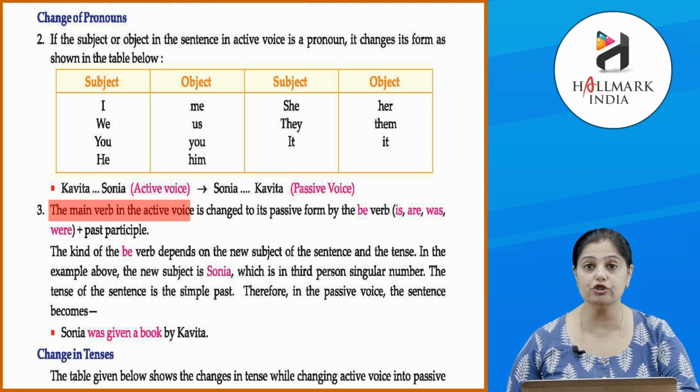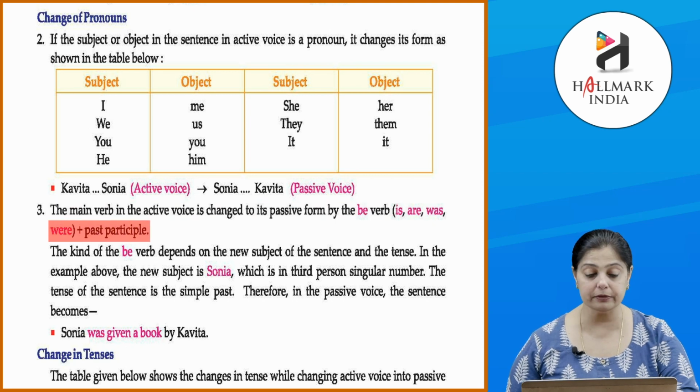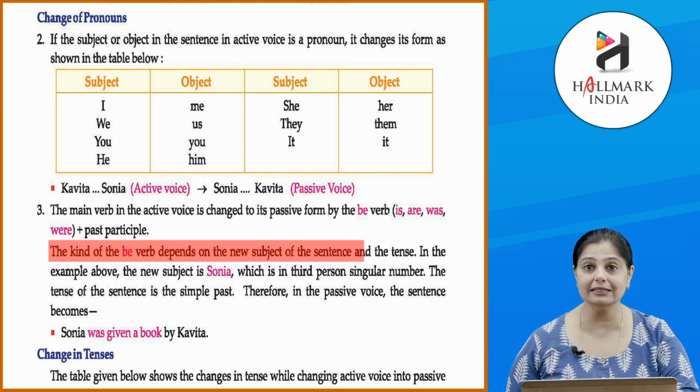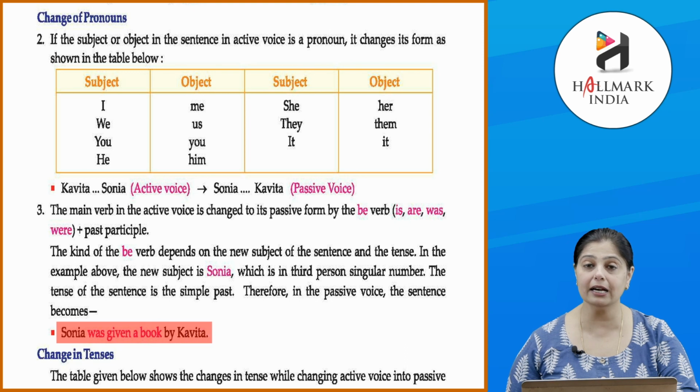The main verb in the active voice is changed to its passive form by the be verb, okay, which is is, are, was, were plus past participle. The kind of the be verb depends on the new subject of the sentence and the tense. In the example above, the new subject is Sonia, which is in the third person singular number. The tense of the sentence is in the simple past. Okay, when we are saying Kavita gave a book to Sonia, ये simple past tense है. Therefore, in the passive voice, the sentence becomes Sonia was given a book by Kavita.